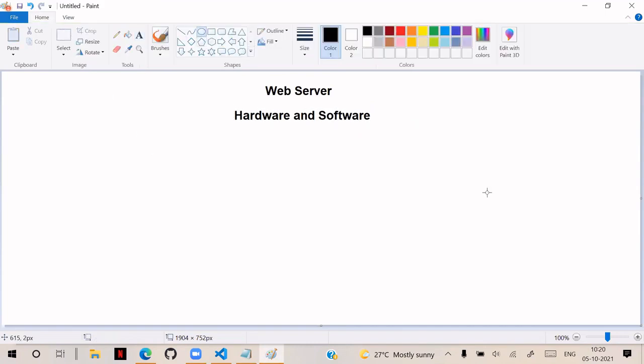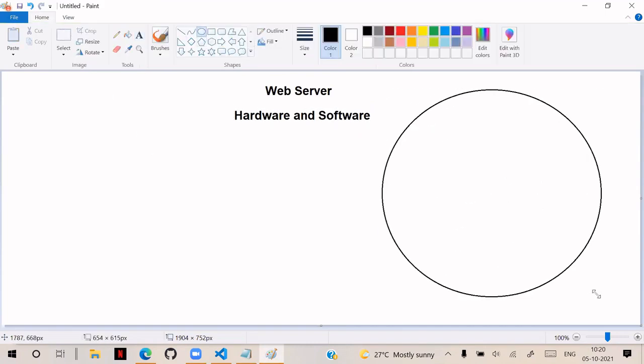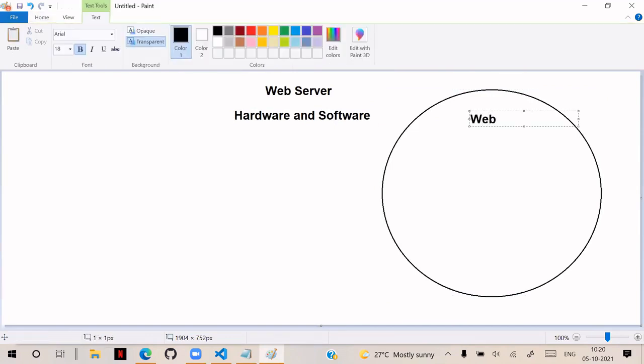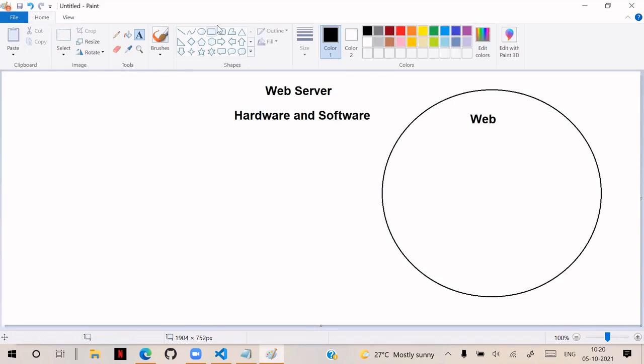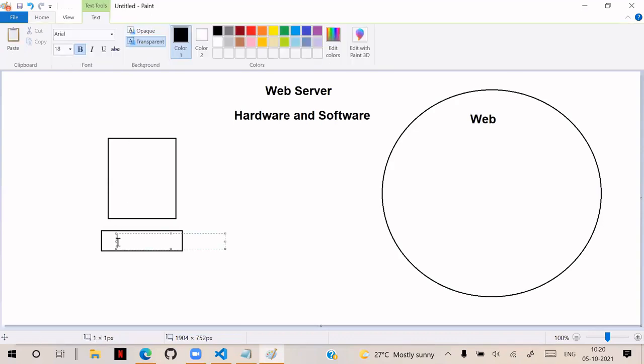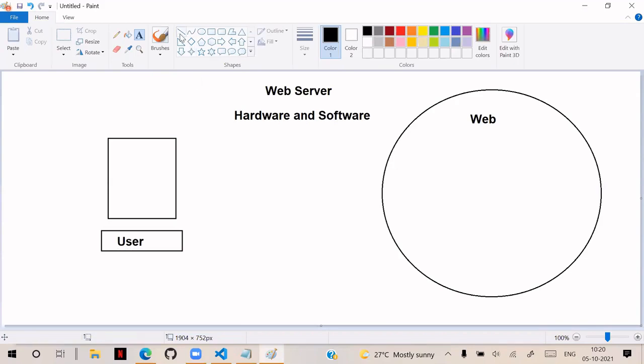Actually, this is all the web. That means this is internet. On internet we have web. Now we are the client. Client is nothing but user. We are the client. Client is nothing but user. So we are the user. Now very important here is I will have to communicate with the web. Then who is responsible for this communication? This web server. Web server is responsible for handling the communication.